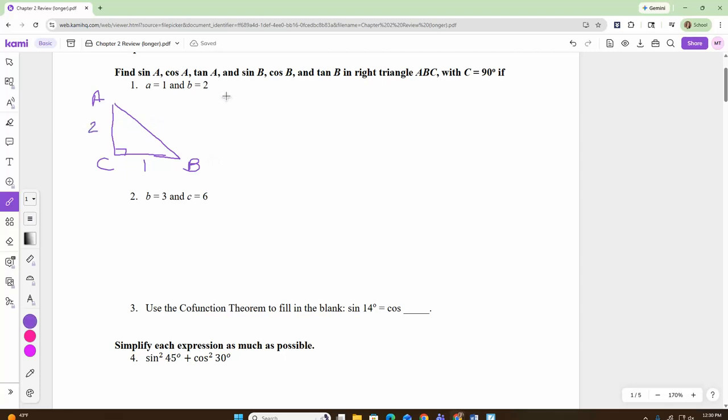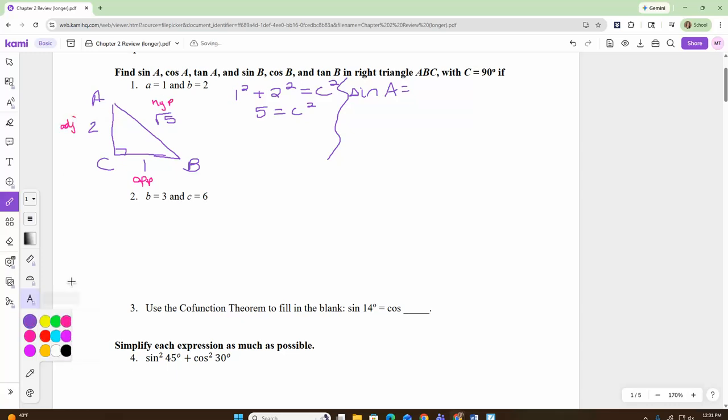How can we find it? So 1 squared plus 2 squared equals C squared. So C turns out to be the square root of 5. So then, when I ask for sine of A, I didn't tell you the angle, we don't need it. Sine, SOHCAHTOA. If I'm viewing from angle A, this is my opposite, this is my hypotenuse, so that means this is the adjacent.